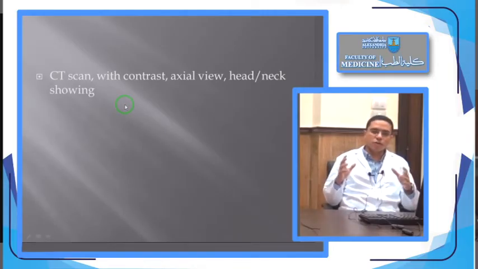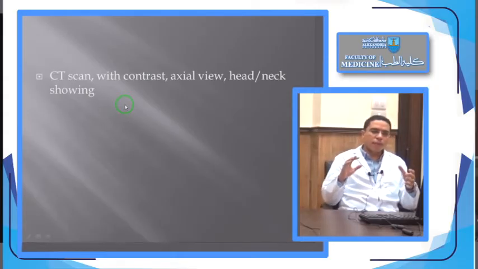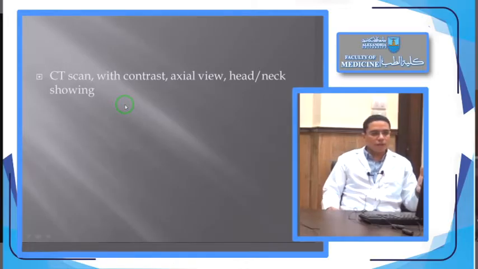These images go to a computer. The computer does reconstruction of these images to give you a view from all dimensions. You can adjust the view from your workstation, whether this view is an axial view, a sagittal view, or a coronal view.